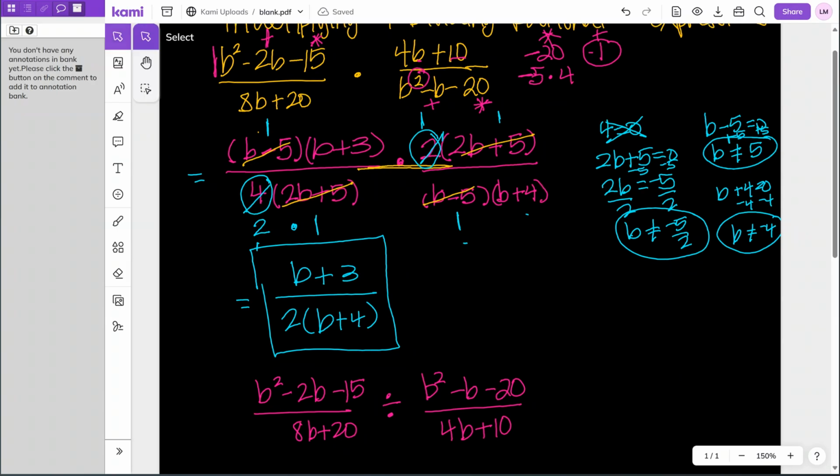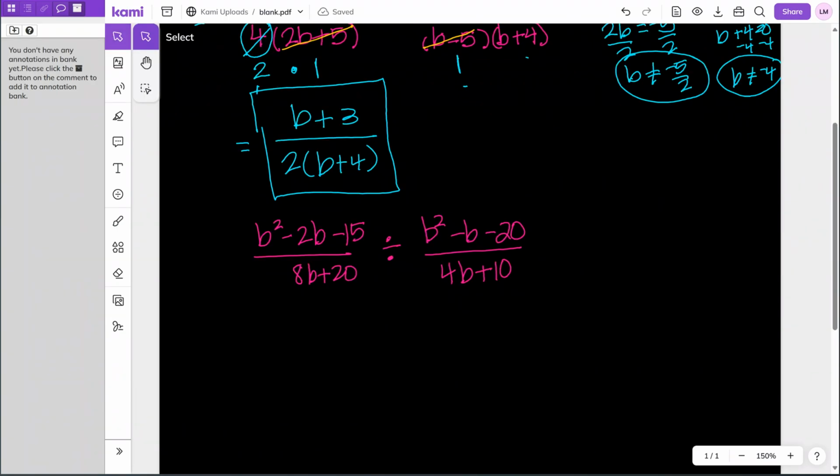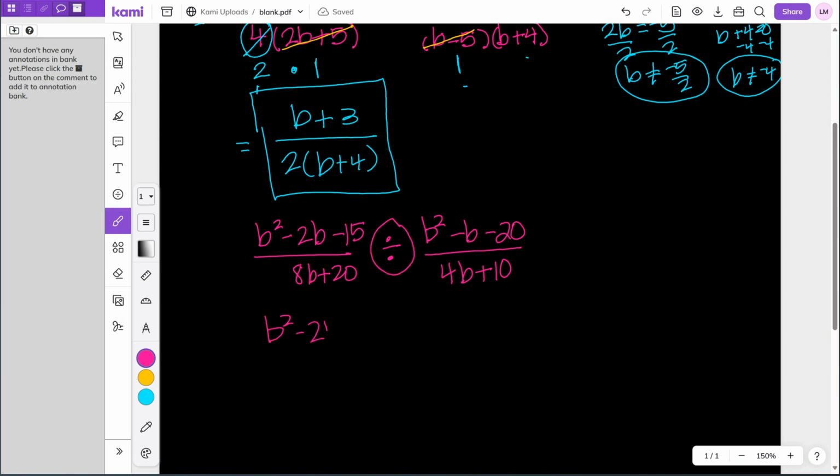Okay, so here's the process on this one. If it starts out as a division problem, I switch it to a multiplication problem. So the first fraction stays the same, and I multiply by the reciprocal. So I flip the second fraction over.